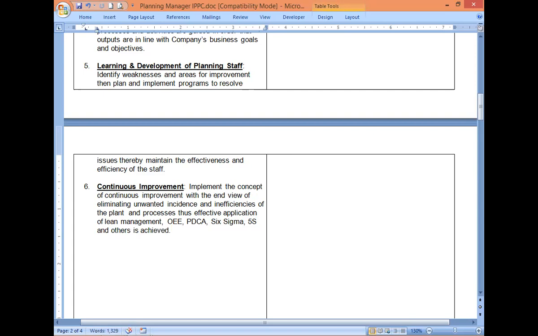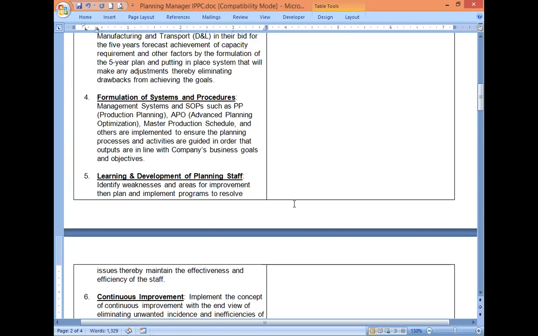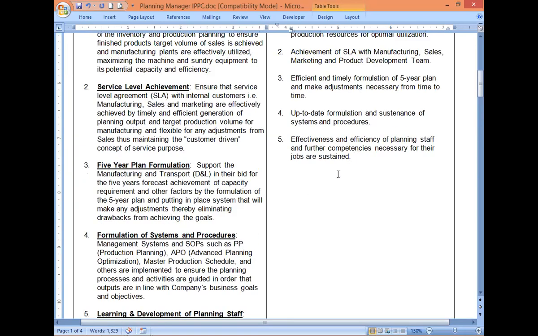So let me read it to you again. Continuous improvement: implement the concept of continuous improvement with the end view of eliminating unwanted incidents and inefficiencies of the plant and processes. Thus, effective application of lean management, OEE, PDCA, Six Sigma, 5S, and others is achieved. I think it's okay, right? So if that's okay, then let's go to the success indicator.